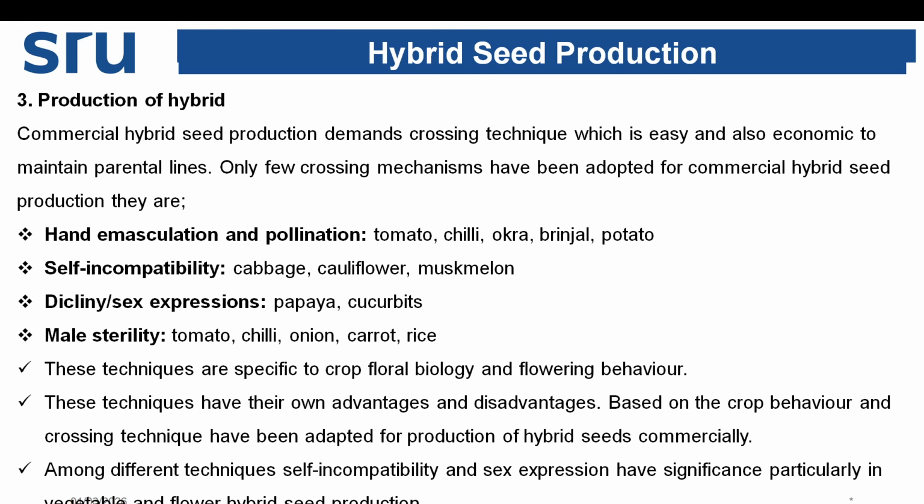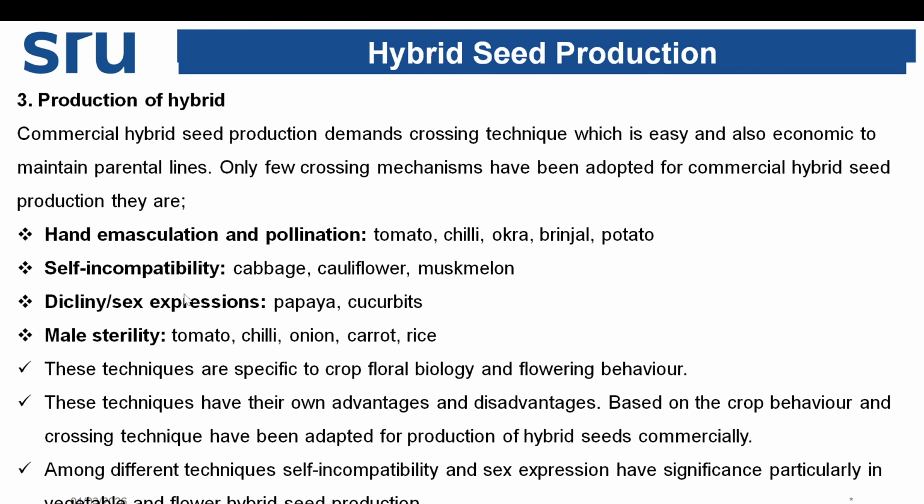Now the third step, that is production of hybrids. This commercial hybrid seed production demands a crossing technique which is easy and also economic to maintain the parental lines. So only a few crossing mechanisms have been adapted for commercial hybrid seed production. In that, first the basic mechanism, that is hand emasculation and pollination. So generally we will follow this. For example, I kept some random crop names, that is tomato, chili, okra, brinjal and potato.